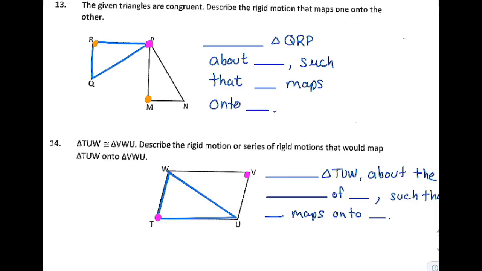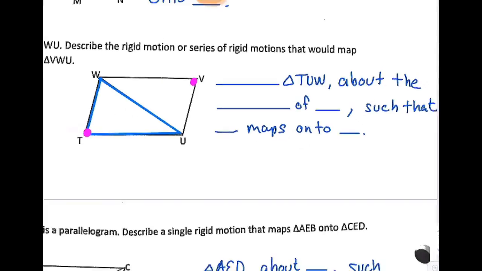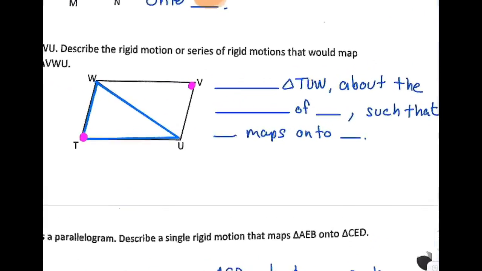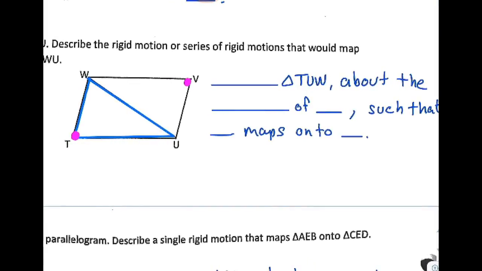Number 13, I'm going to take triangle QRP and I'm going to rotate it about the fixed point P such that R maps onto M. You could also say Q maps onto N. Either one will work. And here's your hint for number 14 right here. Follow that wording and fill in the blanks.